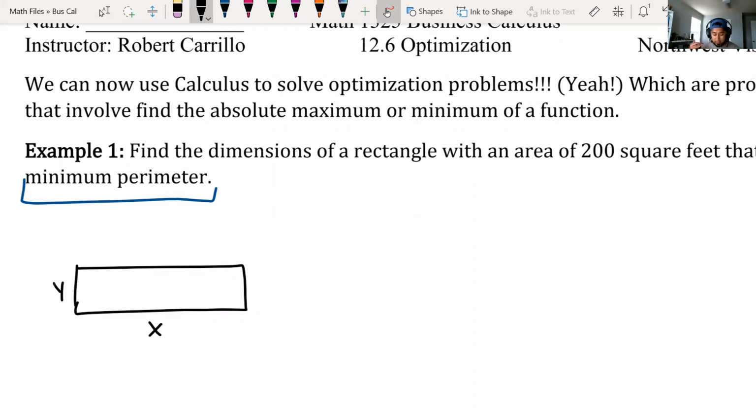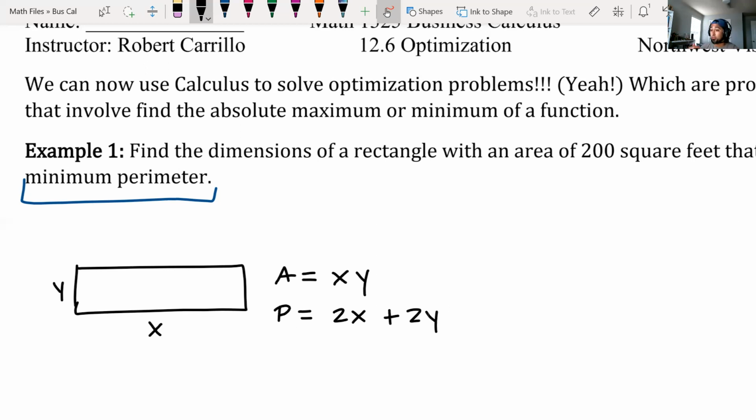We need to know two formulas for a rectangle. One is the area of a rectangle, given by length times width, or in our case, x times y. The other formula we need is the perimeter formula. Perimeter is given by 2 times the width plus 2 times the length, or I'm probably saying it backwards. Either way, 2 times length plus 2 times width.